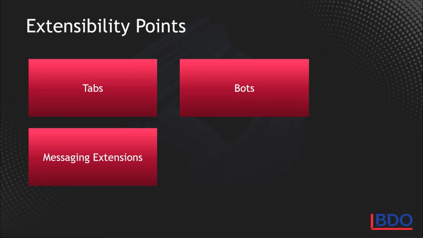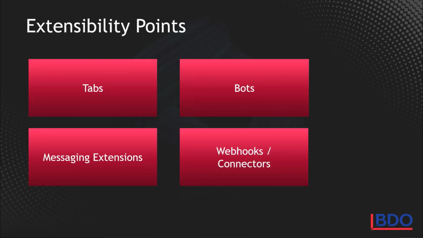Messaging extensions, which is a way to extend the UI for Microsoft Teams in order to have dialogues or to search for information in external systems. So messaging extensions is another way to extend the UI of Microsoft Teams, and we're going to see an example of this one in the demos. We have webhooks and connectors, which is a way to exchange information and send information from and to Microsoft Teams, and we're going to see an example of that as well.